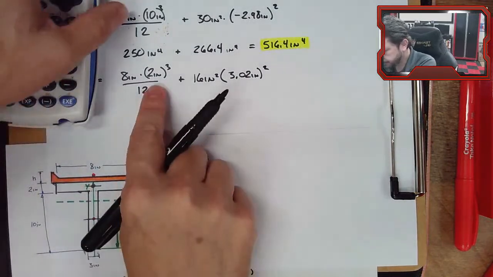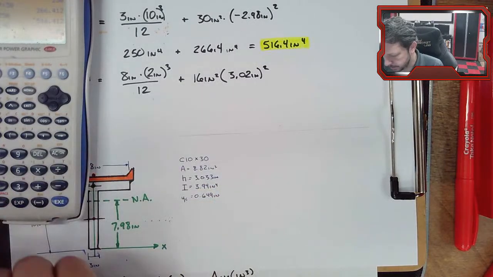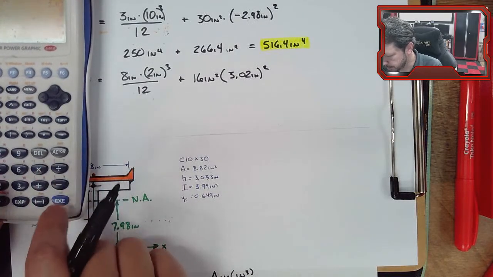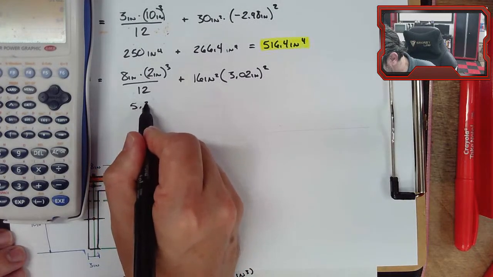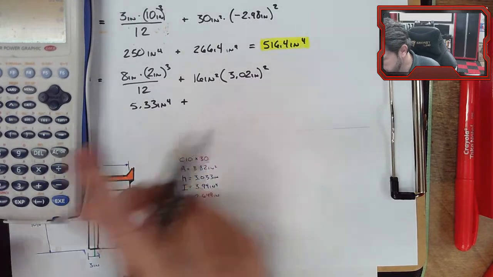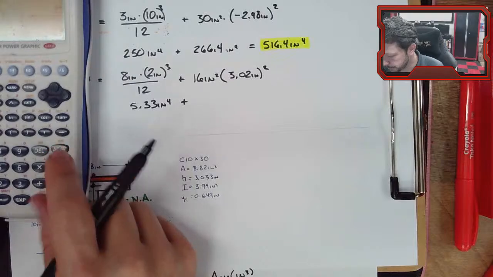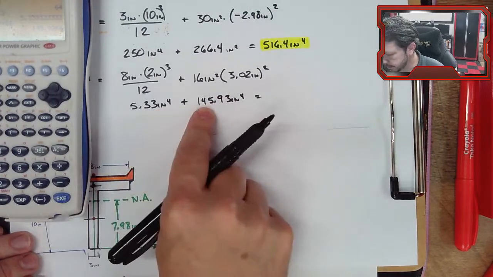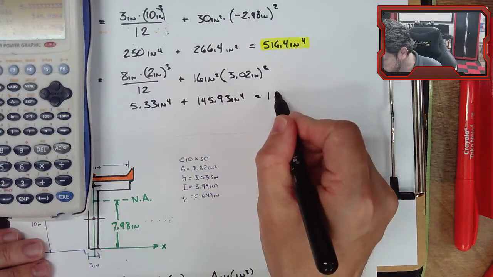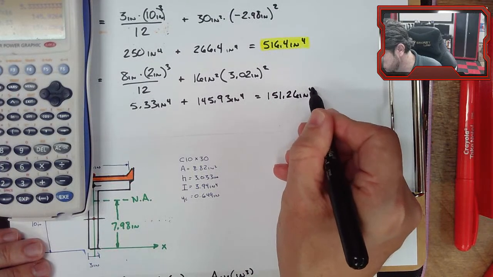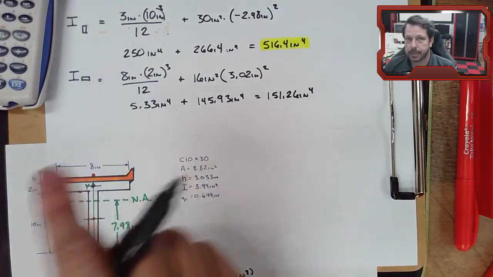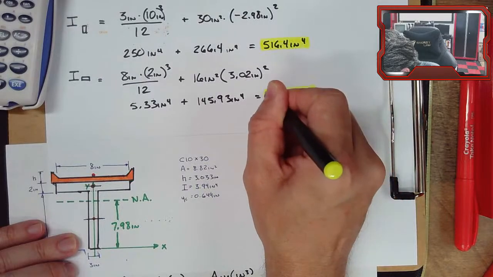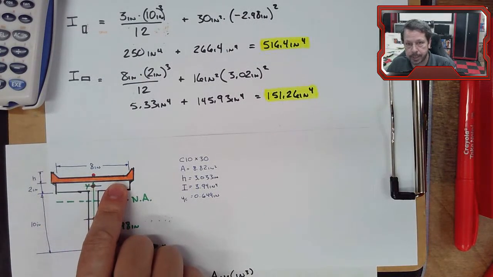All right, these terms: here we have 2 to the third times 8 divided by 12, 5.33 inches to the fourth. Here we have 3.02 squared times 16, 145.93 inches to the fourth. We add these two together and we get 151.26 inches to the fourth. This would be the moment of inertia of the flange about the neutral axis of our entire composite shape for our beam. Okay, now we still have to deal with the channel that we stuck on top of here.